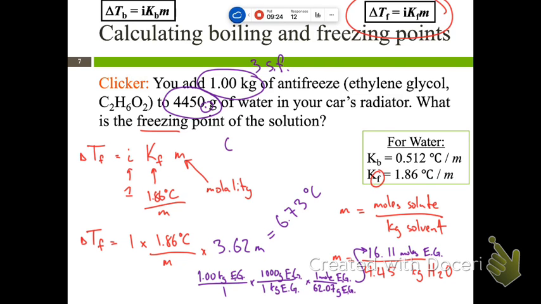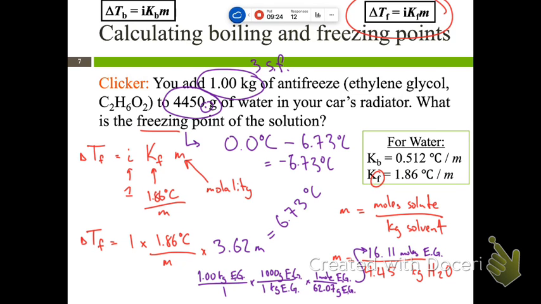So then our final step is what is the actual freezing point? I don't know why I put that there. So to answer the question itself, the freezing point of the actual solution is the original minus 6.73 degrees Celsius. And so we have the final answer is negative 6.73 degrees Celsius.